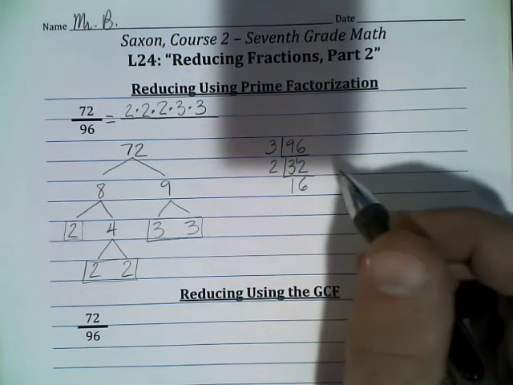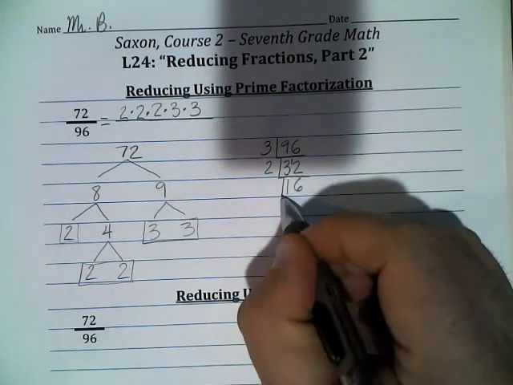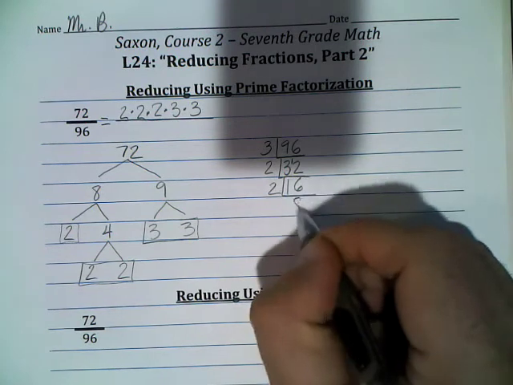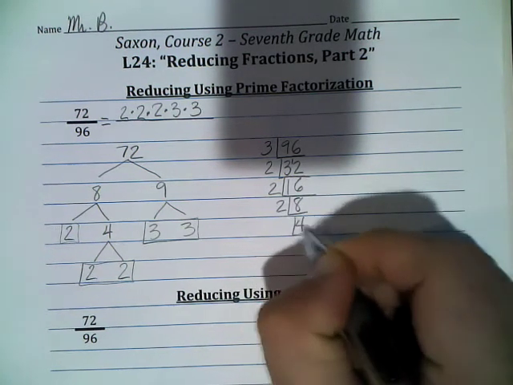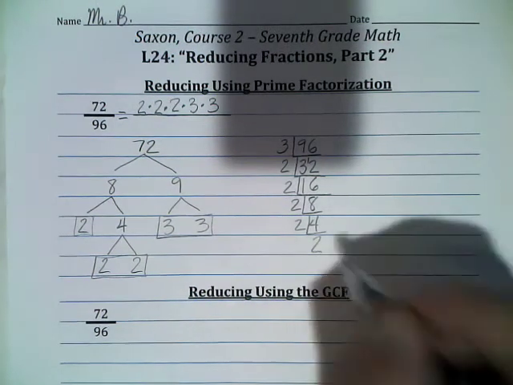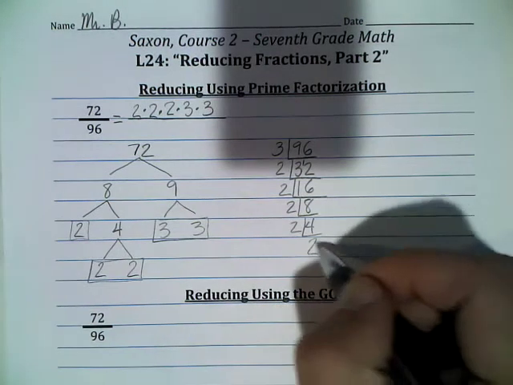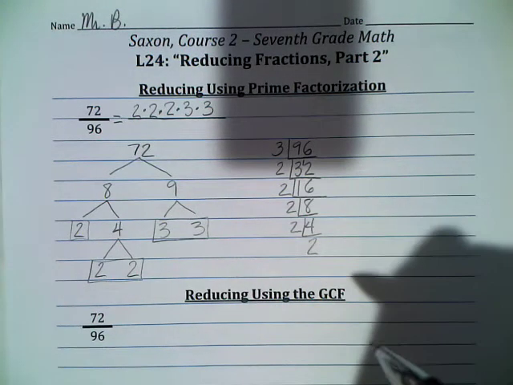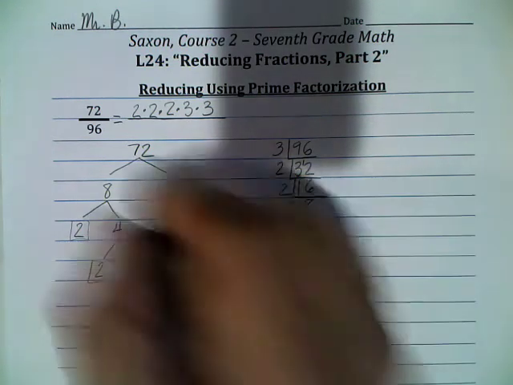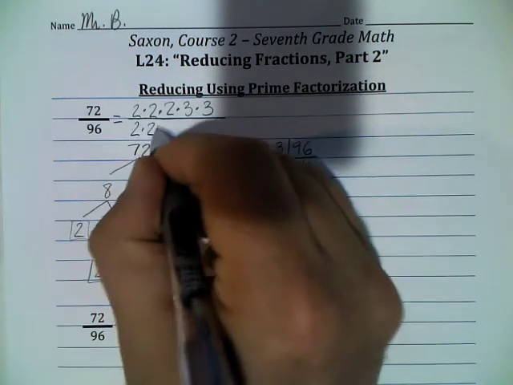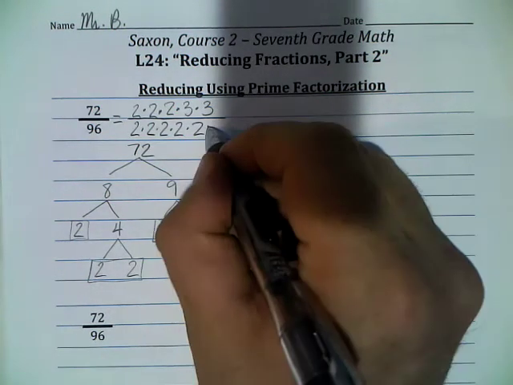Oh, 16, we know 16. 16 should make this real easy now, because we know that 2 goes into 16 8 times. We know that 2 goes into 8 4 times, and we know that 2 goes into 4 2 times. And now I've got all primes on the outside. So put these primes together, and we have our prime factorization for 96. So 1, 2, 3, 4, 5 2's, and a single 3.